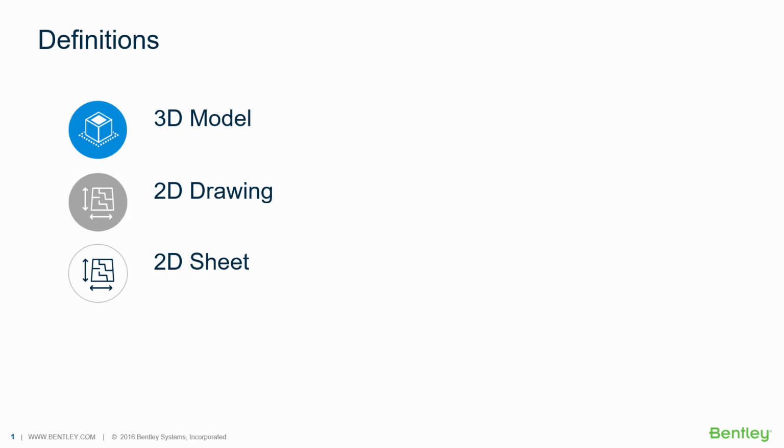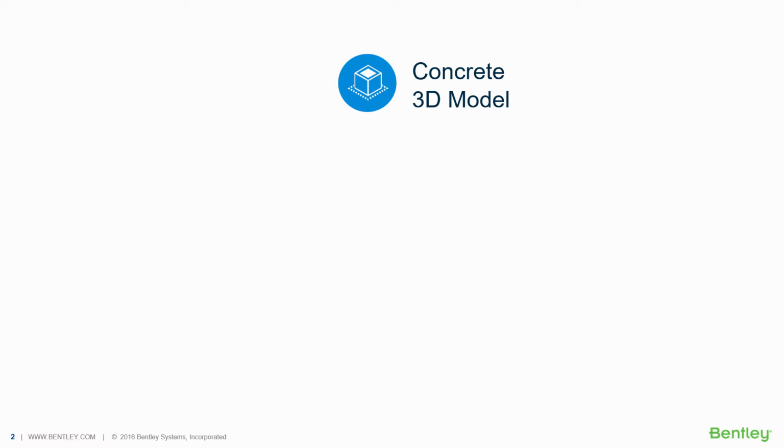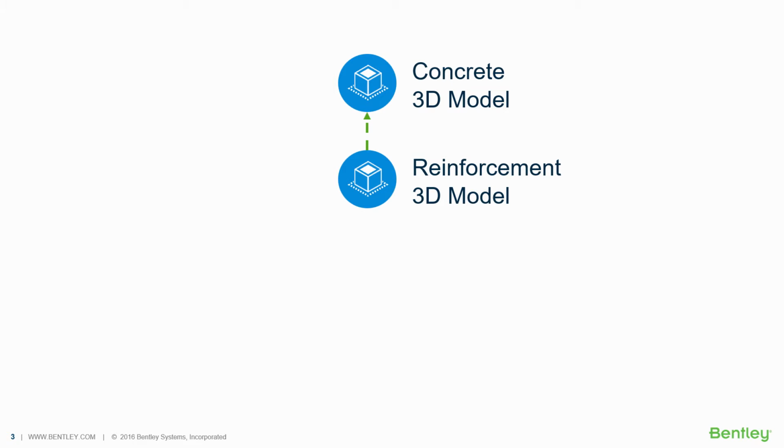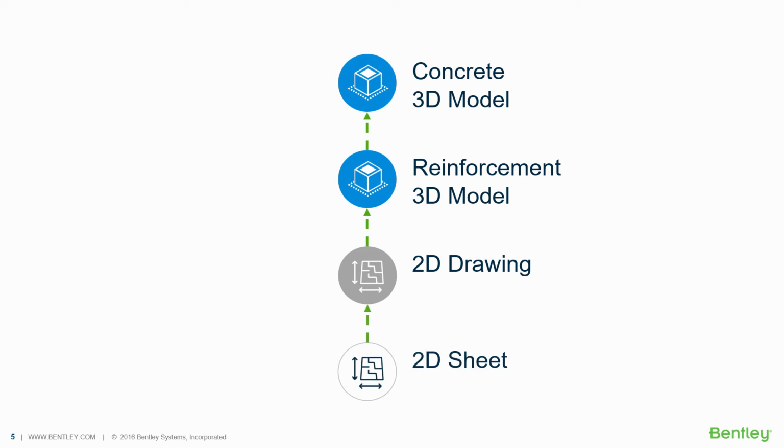In ProStructures and in any MicroStation based solution, we have 3D models, we have 2D drawings, and we have 2D sheets. And these are connected together, they work together. So out of the 3D model, you get a 2D drawing, and that 2D drawing you then place on a sheet. Right now we can get concrete 3D models from other solutions like MicroStation, OpenBridge Modeler, or EcoSim Building Designer, and then we can attach them as a reference to our reinforcement models and place reinforcement there. And finally, when you're done with modeling, you cut a 2D drawing out of that model and then you place it on the sheet. So that's the basic workflow.